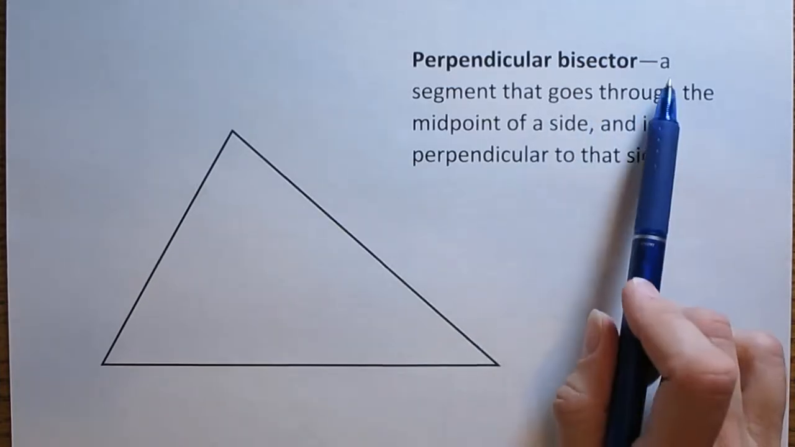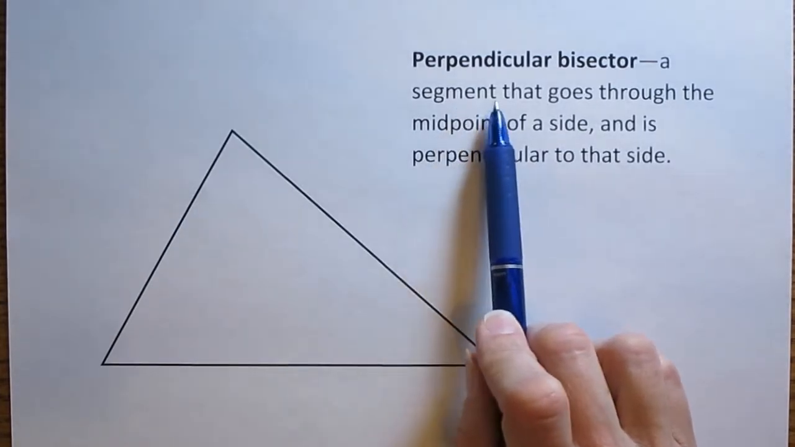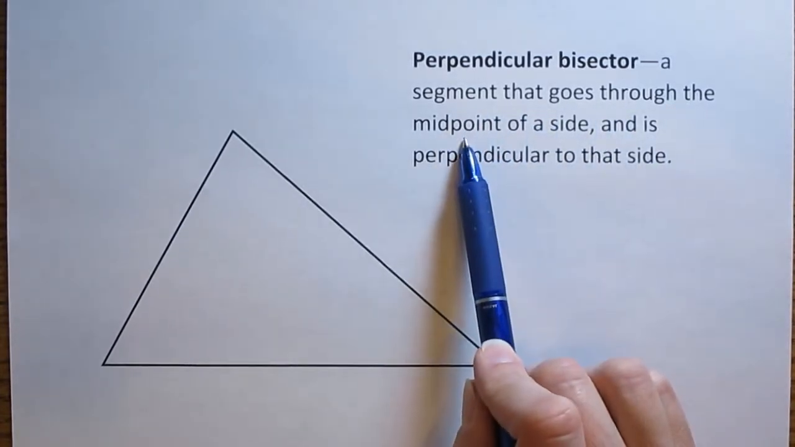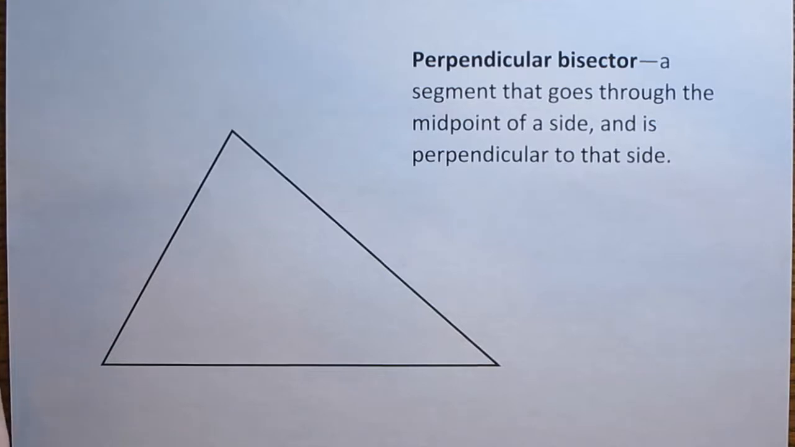The first thing to notice here is that a perpendicular bisector is a segment that goes through the midpoint of a side. So I'm going to use my ruler to measure each of the sides, and then I'll take half of that, and that'll tell me where the midpoint of that side is. Then I'll use my note card, which will have a right angle on it, and from there I can find a line that's perpendicular to that midpoint.